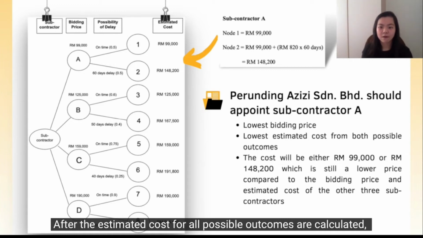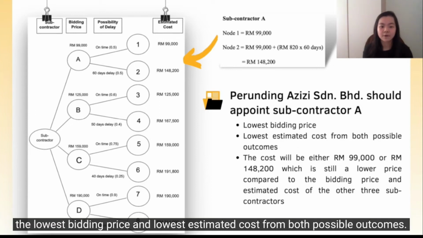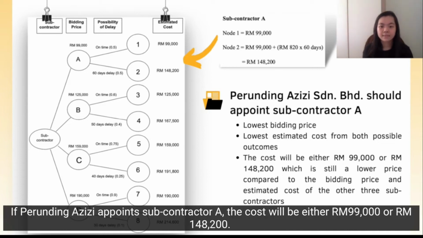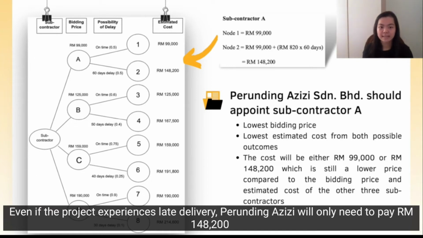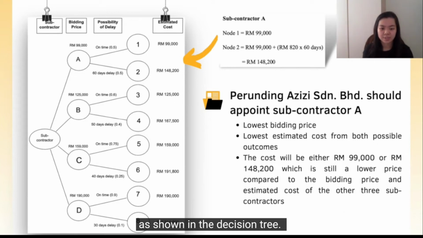After the estimated cost for all possible outcomes is calculated, IZZA found that they should appoint subcontractor A because subcontractor A has the lowest bidding price and lowest estimated cost from both possible outcomes. If IZZA appoints subcontractor A, the cost will be either Rm99,000 or Rm148,200. Even if the project experiences late delivery, IZZA will only need to pay Rm148,200, which is still a lower price compared to the bidding price and estimated cost of the other 3 subcontractors as shown in the decision tree.